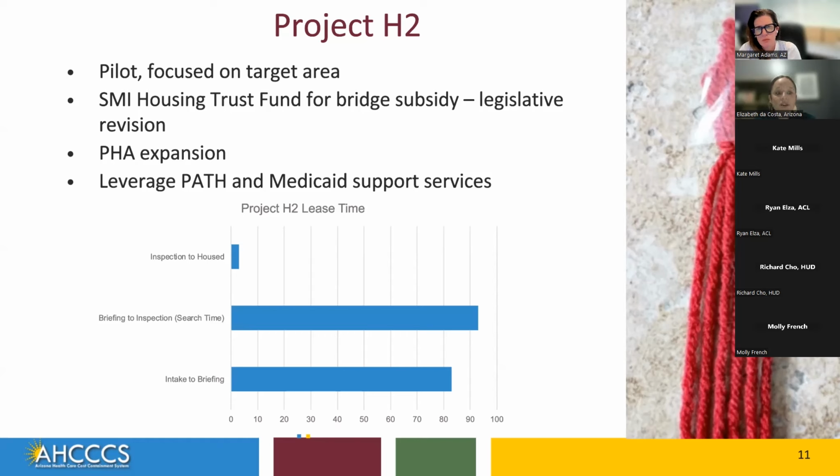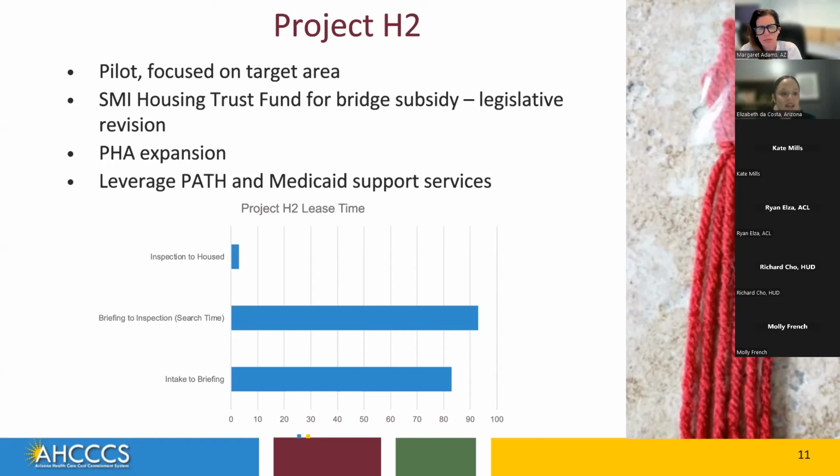So we worked on also looking at our PATH programs across the state. That's a SAMHSA funded outreach program, and using that PATH team to be able to do the outreach work for members who have a serious mental illness designation or have a mental health diagnosis that are not yet adequately connected. We also were continuing to leverage our Medicaid supports. And so we did a lot of tracking of the data to try to figure out, well, what's taking so long? Like, where are our greatest areas of opportunity?